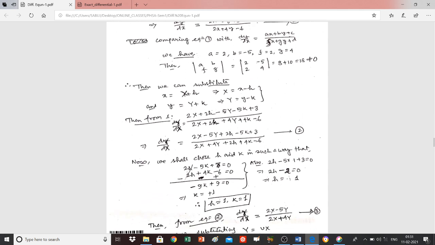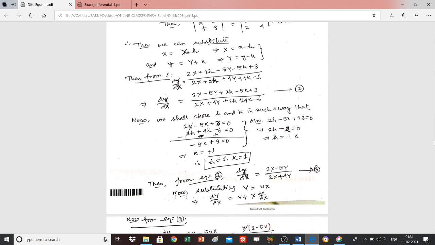Now simplify this equation. Then dy by dx is equal to (2x minus 5y plus 2h minus 5k plus 3) over (2x plus 4y plus 2h plus 4k minus 6). Now we have to choose the values of h and k in such a manner that these terms are separately 0. So that is written here: this term is equal to 0, and this term is equal to 0.